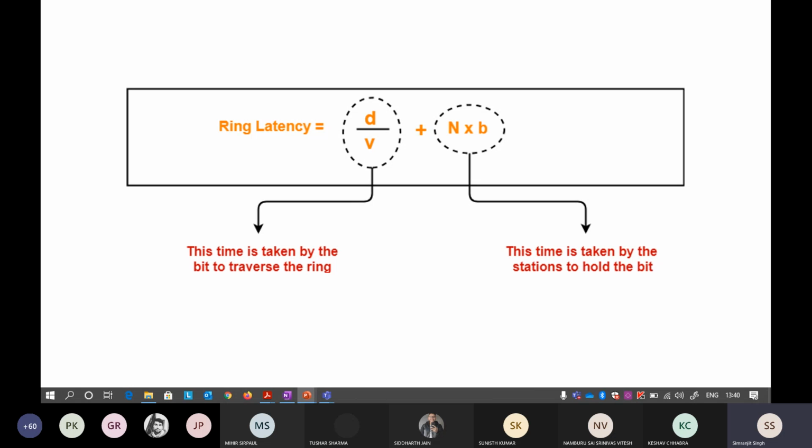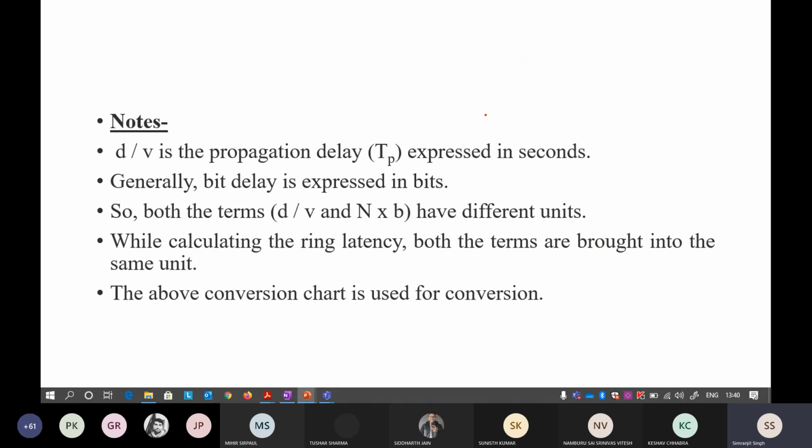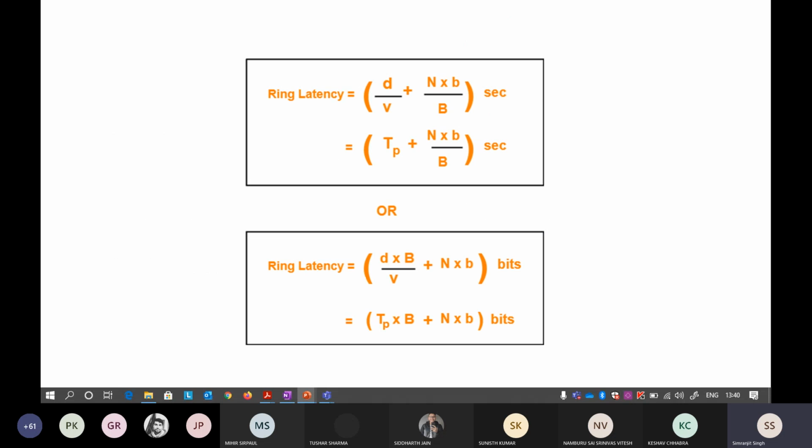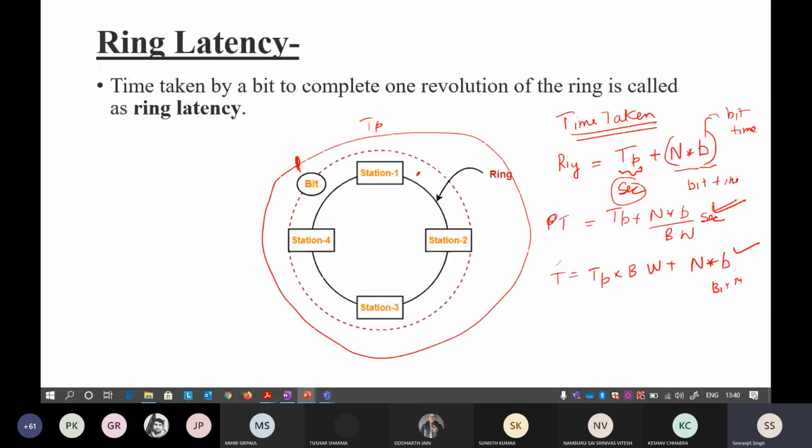This is the formula you already know, which I've shown you. This is d by v, your transmission time, the propagation time to take one revolution, and this is your one-station hold, a one-bit delay. Okay, so there are four stations, so there will be a 4-bit delay. It can be converted into seconds. If you convert it, the formula is the same that I have shown you, and if you convert it to bits, that is the same formula. So go ahead and you can look at it.